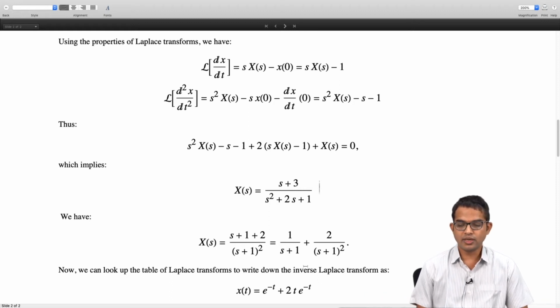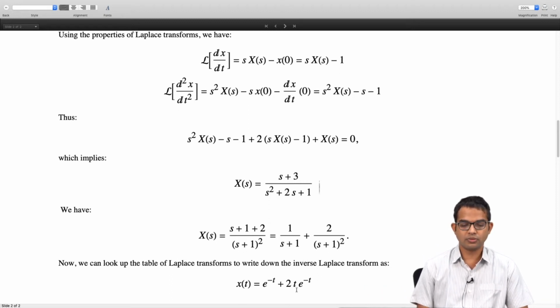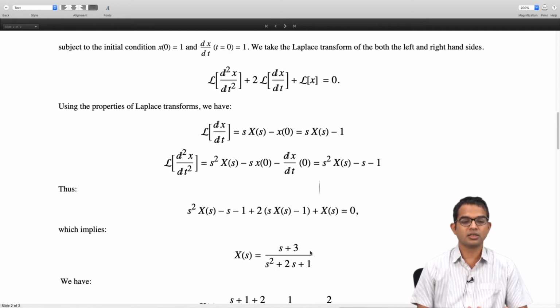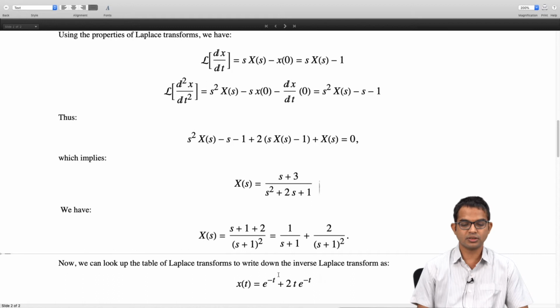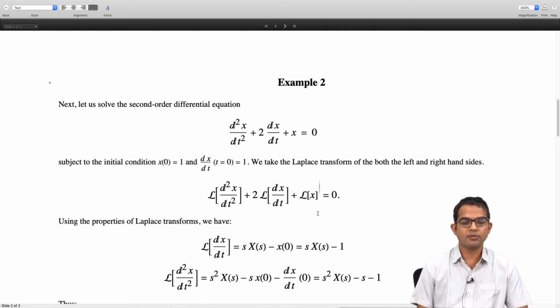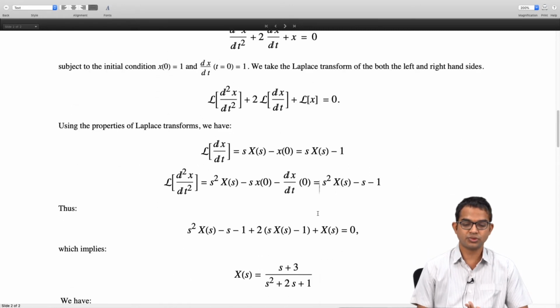So it's always good practice to take your final answer and plug it into your original differential equation and see that it works out. And also check the initial conditions. So x of 0, for example, here, if I put t equal to 0, I get 1, which is indeed okay. And then you can also check that the first derivative at t equal to 0 is also 1. So indeed, this is the correct answer.